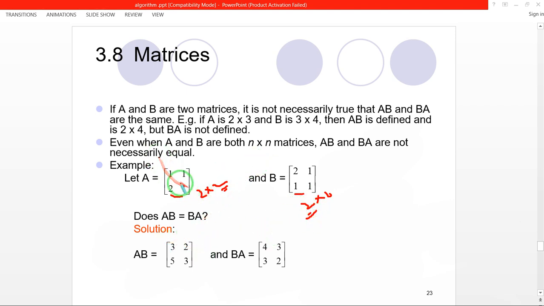Here, when we multiply, the row with the first column, and the second row with the first column and second row with the second column.